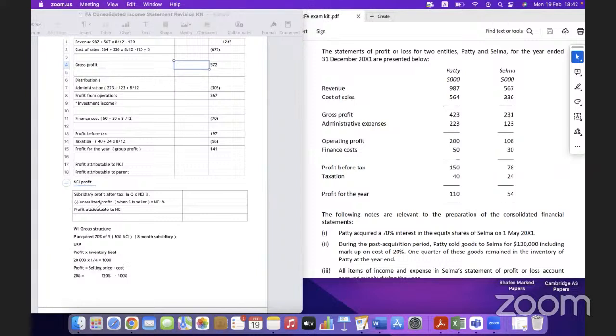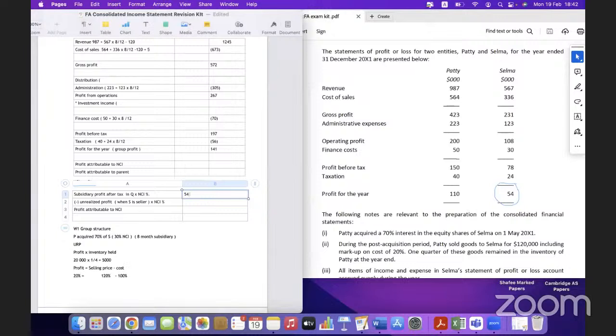Right now, guys, look at the equation I'm going to use. When calculating NCI profit, first you need the subsidiary's profit after tax in the question. What does that mean? The subsidiary's profit after tax in the question paper is 54. But guys, you have to be careful. Is it a fully owned subsidiary? No, guys, only 8 over 12.